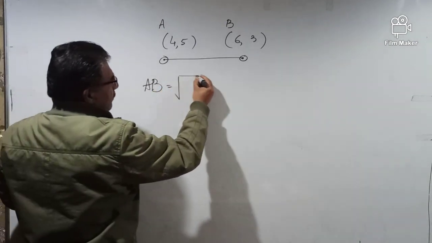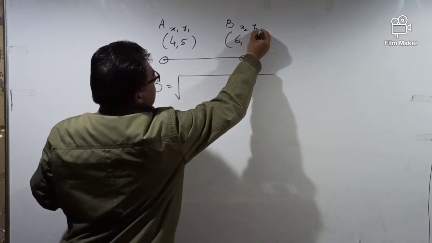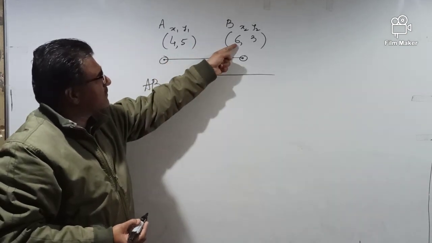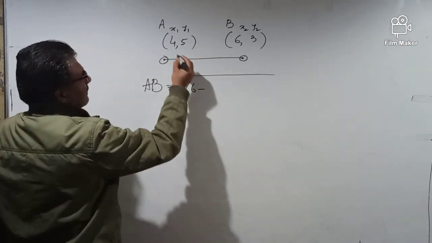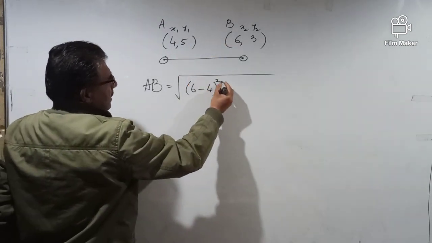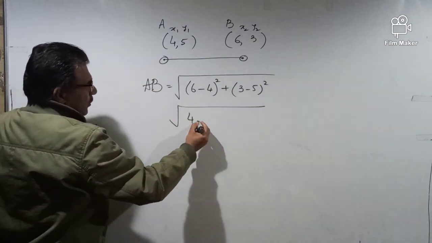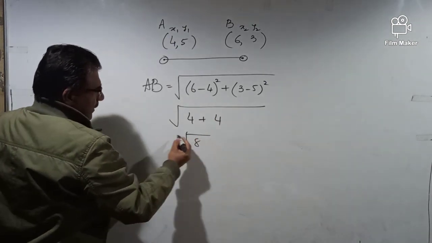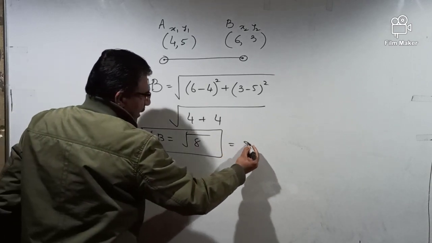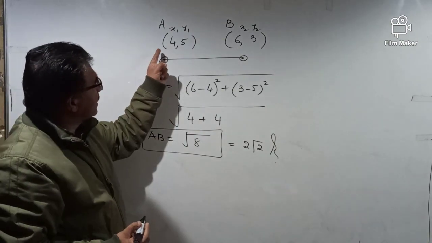AB is under the root of, see, this is x1, this is y1, this is x2, this is y2. Now the formula is x2 minus x1, 6 minus 4 whole square plus then y2 minus y1, 3 minus 5 whole square, that is under the root of 4 plus 4, that is under the root of 8. So AB distance will be under root of 8, or instead of under root of 8 you can write 2 root 2. So this 2 root 2 will be the distance from the point A to the point B.